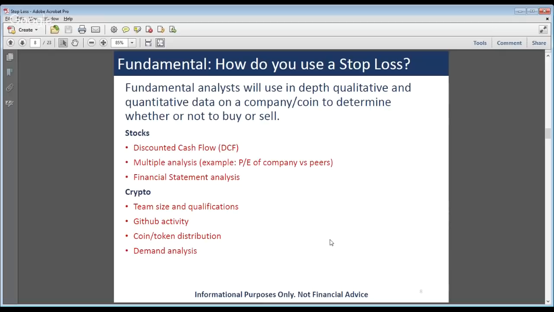So what do fundamental analysts do? They utilize in-depth qualitative or quantitative data on a company or coin, whether it's stock or crypto, to determine whether to buy or sell.